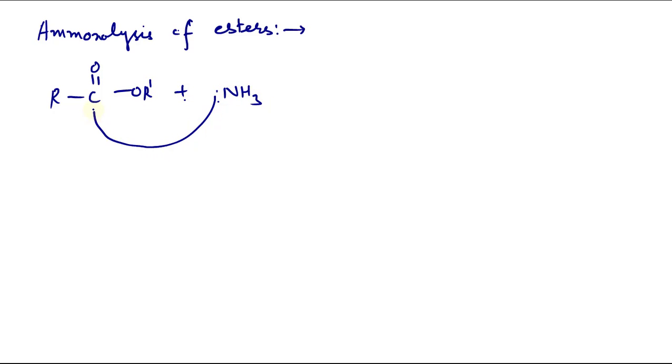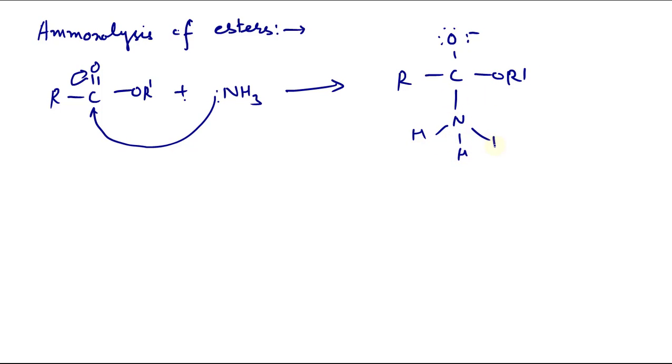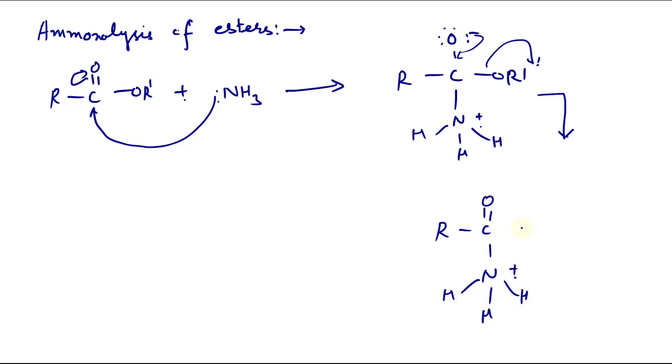So this attacks here, and we get this tetrahedral intermediate, O negative, OR dash, NH3 positive. The next step is quite interesting, where OR dash eliminates. This is the elimination step, and that is what we have to discuss today. I will not write the complete mechanism, I just want to show you the steps.